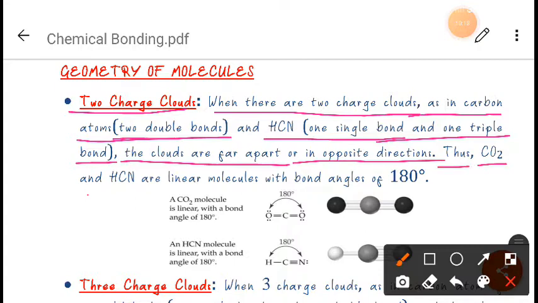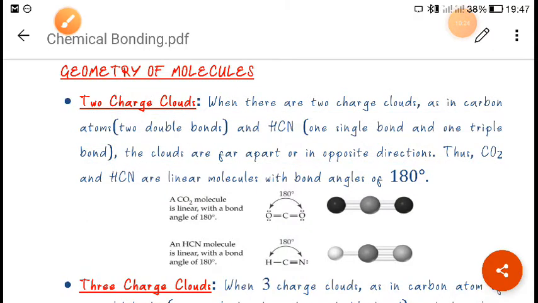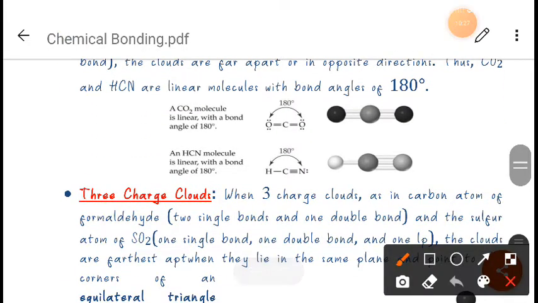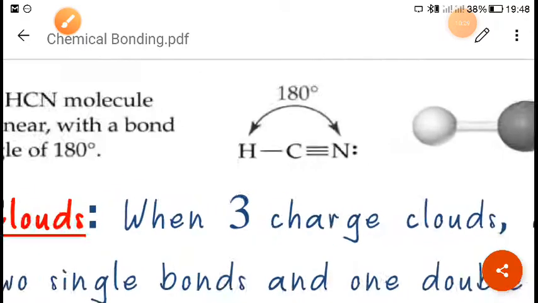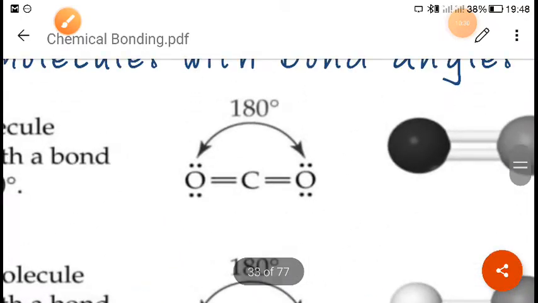Thus we can say that CO2 and HCN are linear molecules with the bond angle 180, as you can see in the example here. As you can see this one, right? Let me zoom it. As you can see here, for the carbon-carbon double bond, the shape is called linear shape.